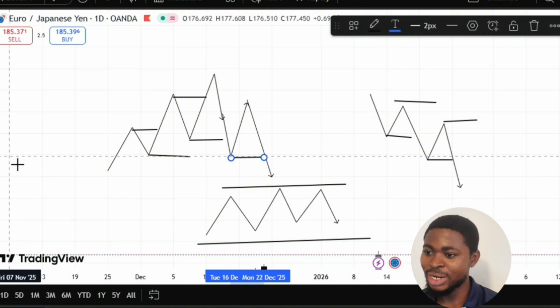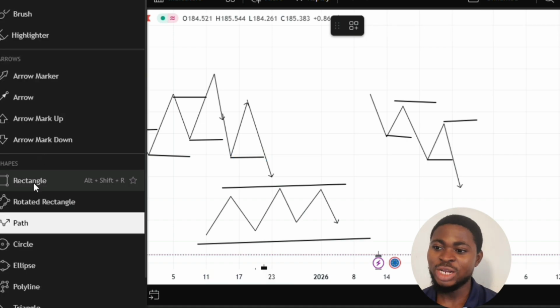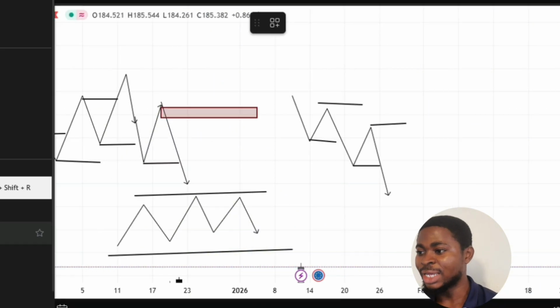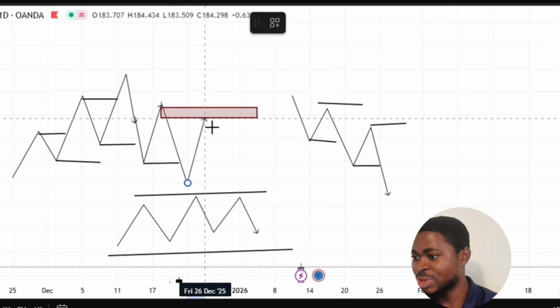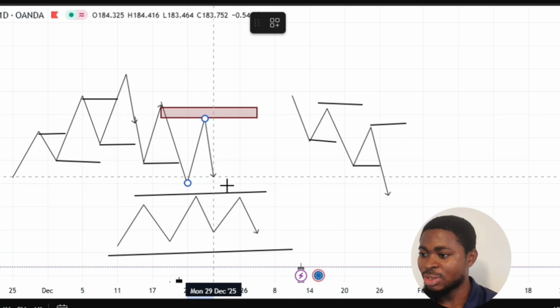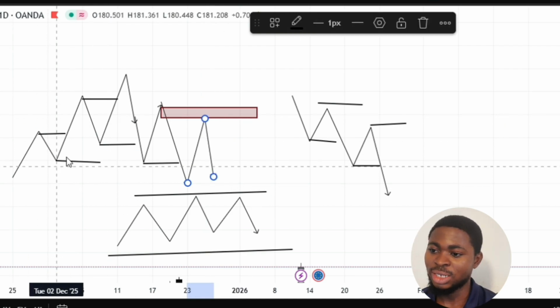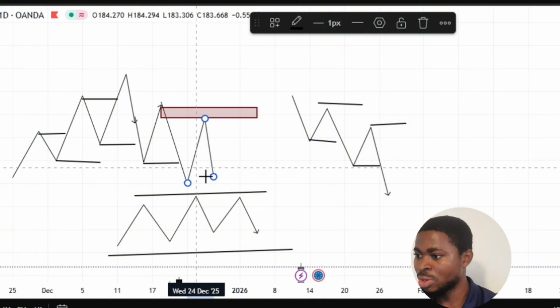At this point in time you can pick out your rectangle tool, place it over here, right, and wait for price to return back. Then you're good to go. You can start selling. Now you see price change from a buying spree to a selling spree, right?